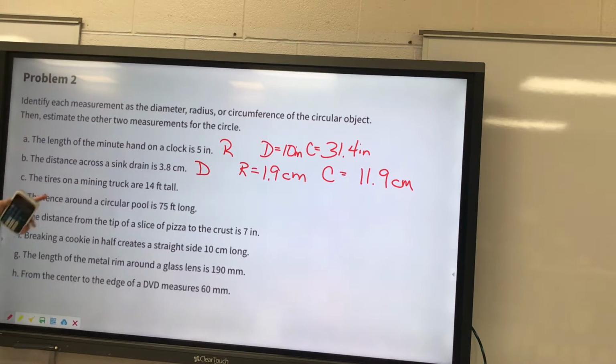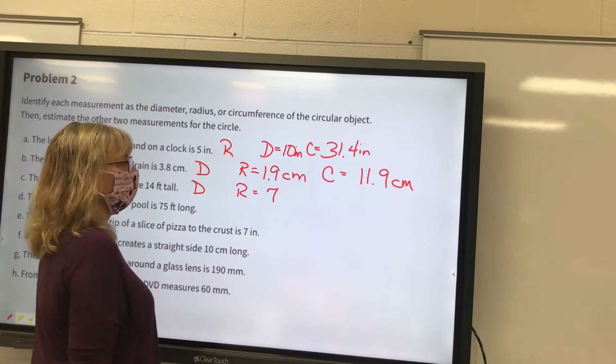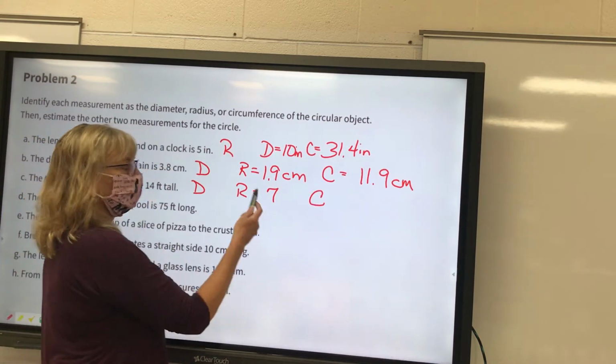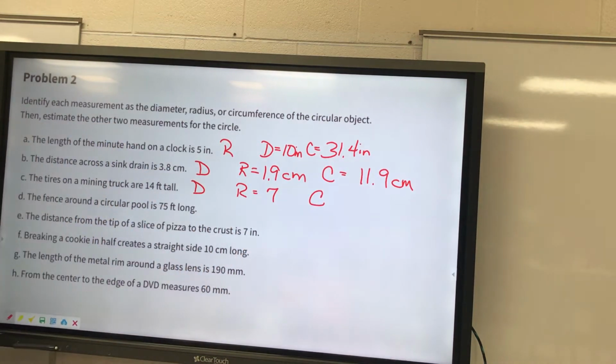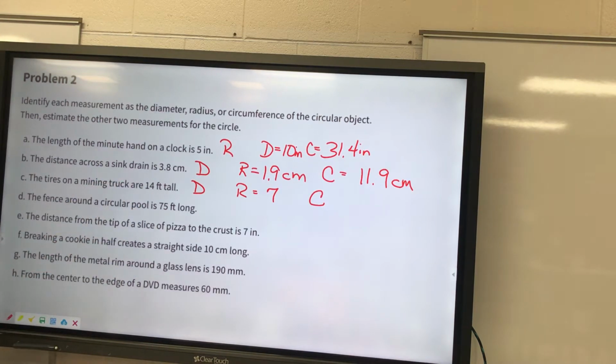All right, the tires on a mining truck are 14 feet tall. What is that? Diameter. That is the diameter. So how am I going to find the radius? Divide by 2, which is 7. And then the circumference is going to be 3 times that and a little bit more, right? So 22 maybe, if we're just estimating. Does that sound good?